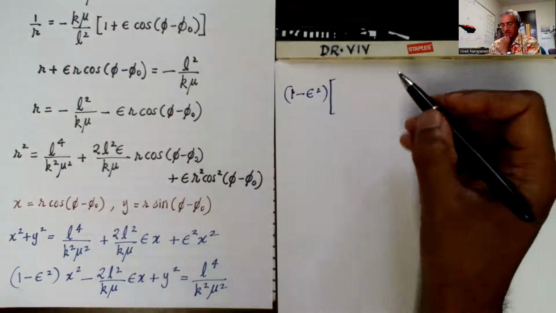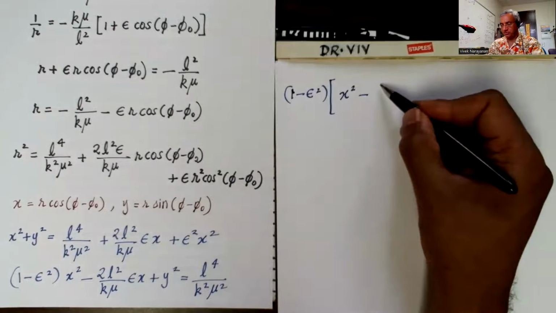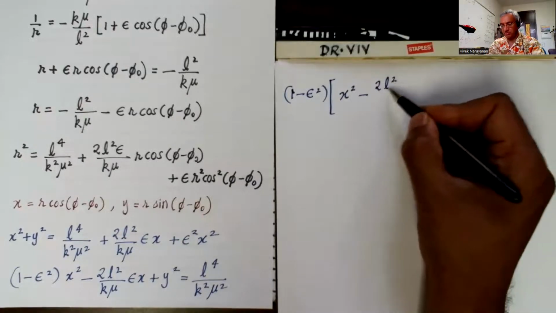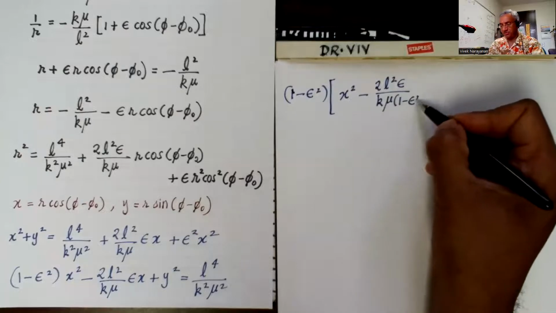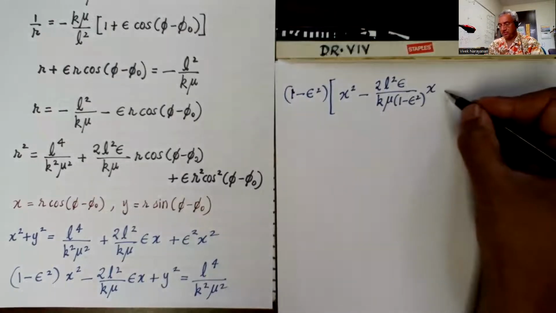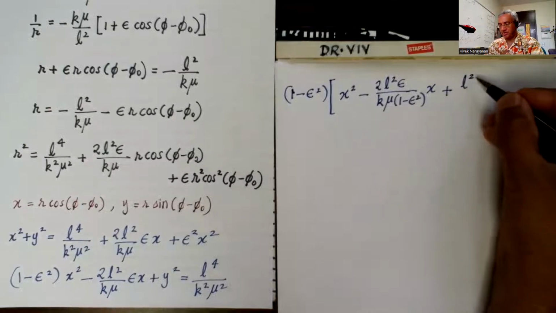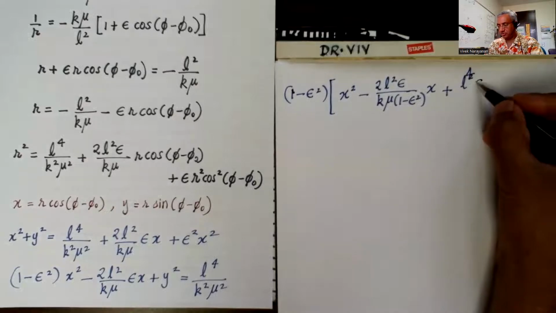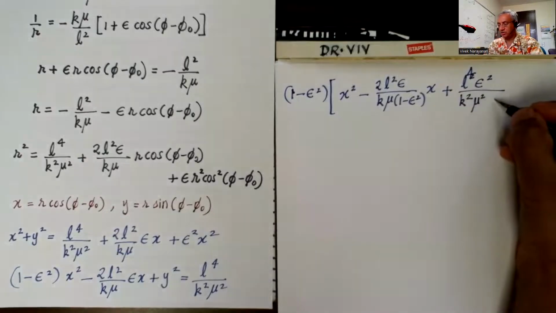Right. Then I have x squared minus 2L squared over k mu epsilon over k mu (1 minus epsilon squared) x. And then when you complete the square, you have to add and subtract the same term. And that term is going to be b squared. So, oops, L to the 4 epsilon squared over k squared mu squared (1 minus epsilon squared) whole squared.